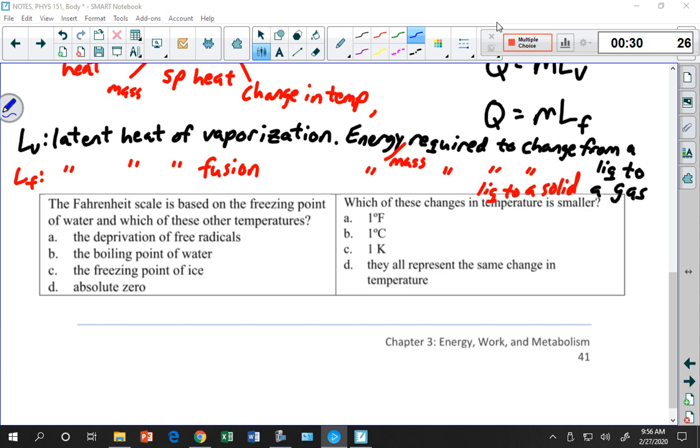We'll stop at 38 or 40. That's if you don't know.